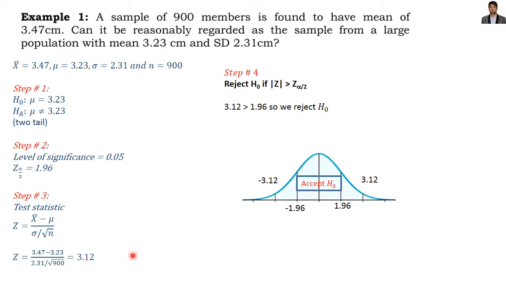Clearly 3.12 is outside this area. Minus 3.12, 3.12, this is the meaning of absolute value, left side or right side. That is why we rejected H0.